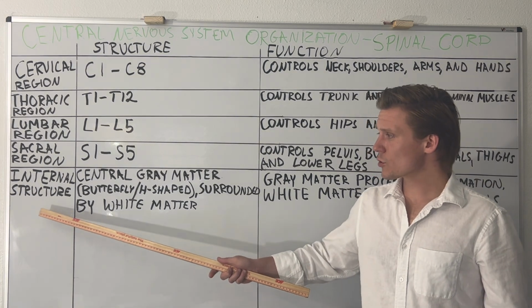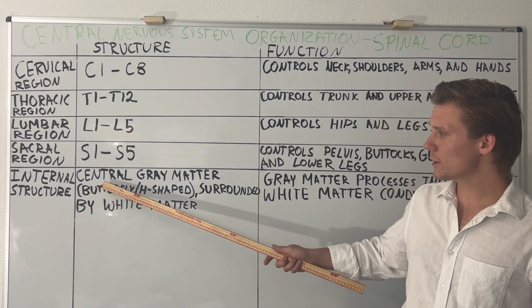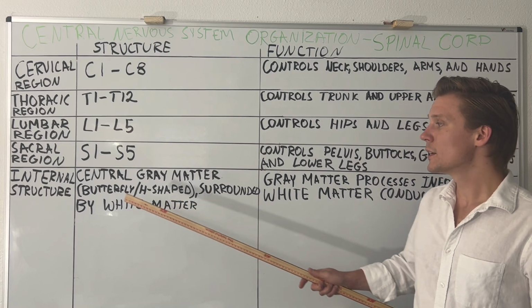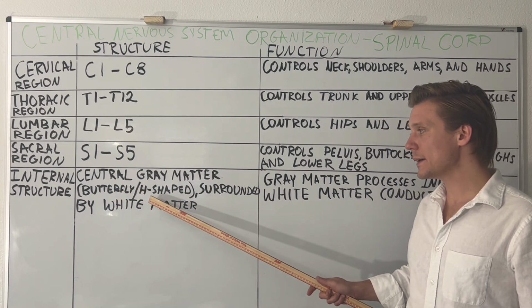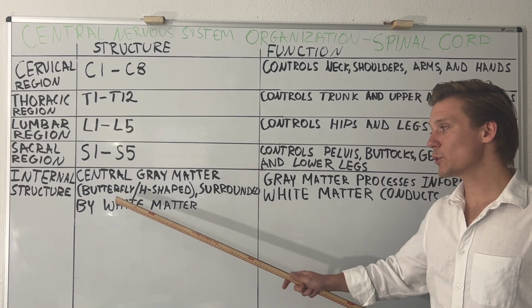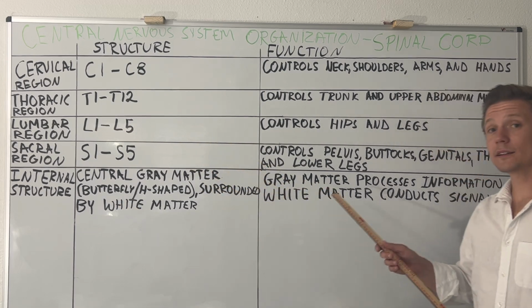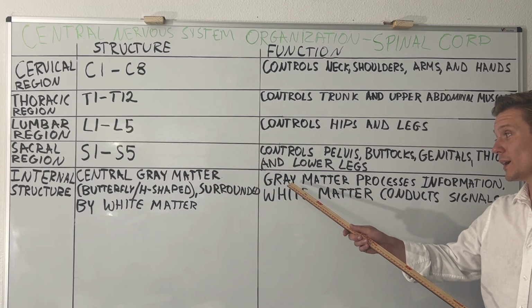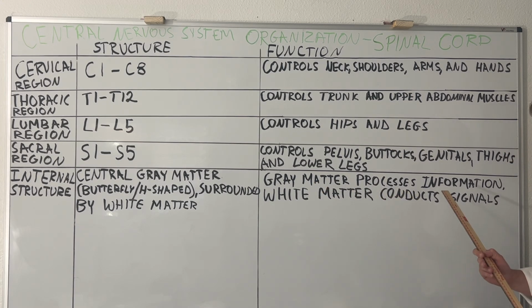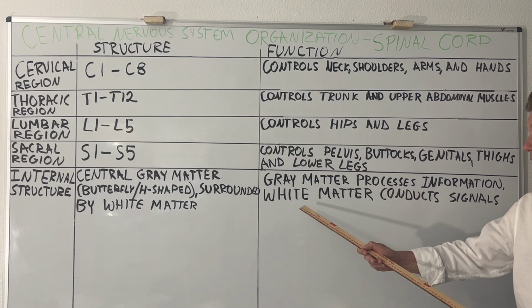The internal structure of the spinal cord includes central gray matter, and it's butterfly or H-shaped, surrounded by white matter. And it's very important you remember that gray matter processes information, white matter conducts signals.